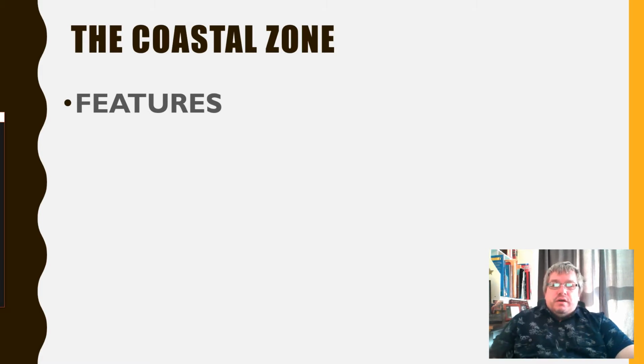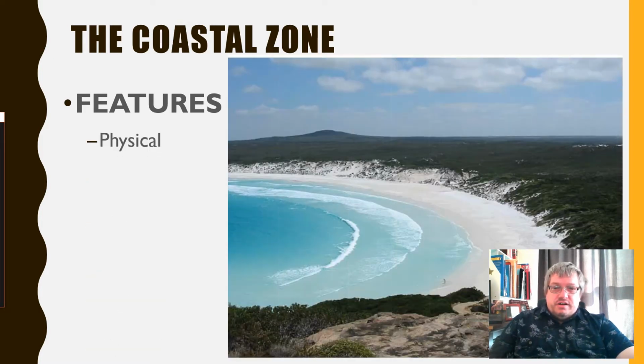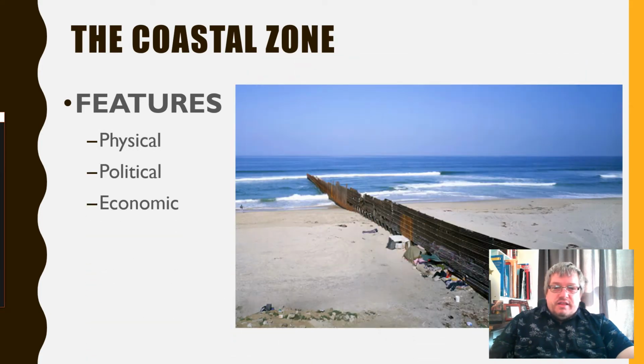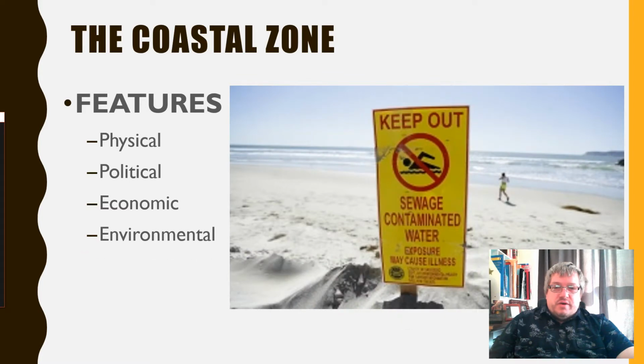So we're going to talk about the features of the coastal zone. So different types of coasts. This is a little bit more of a physical geography aspect of it, but then we're also going to talk about some of the political features of coasts, the economic aspects, and then, of course, as always, the environmental connection between people, society, and the coasts. So, anyway, let's start with the physical.